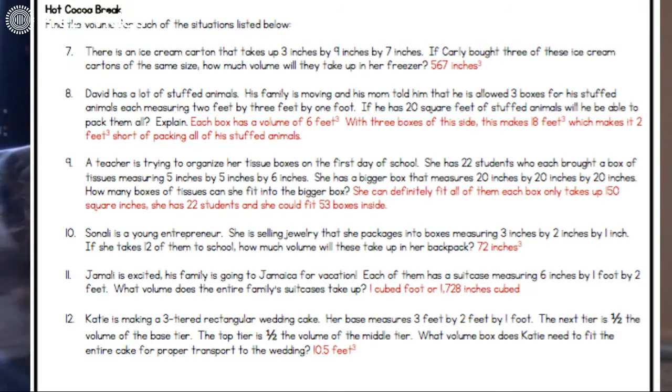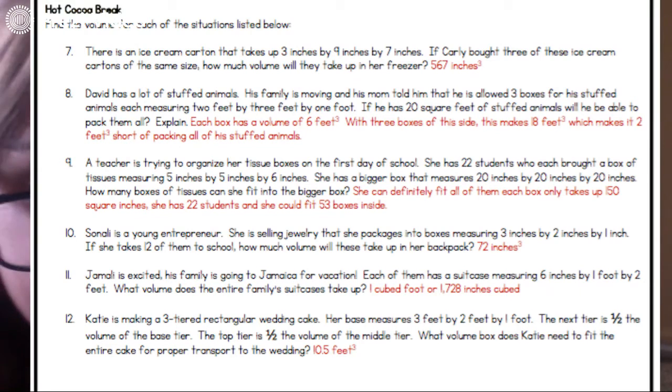Jamali is excited. His family is going to Jamaica on vacation. Each of them has a suitcase measuring 6 inches by 1 foot by 2 feet. What is the volume of the entire family's suitcases take up? 1 cubic foot, or 1,728 inches cubed.